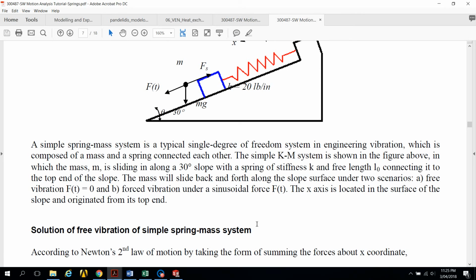The mass will slide back and forth along the slope surface under two scenarios. First, free vibration, where F(t) is equal to 0, and second, the forced vibration under the sinusoidal force F(t). The x-axis is located on the surface of the slope and originates from the top end.